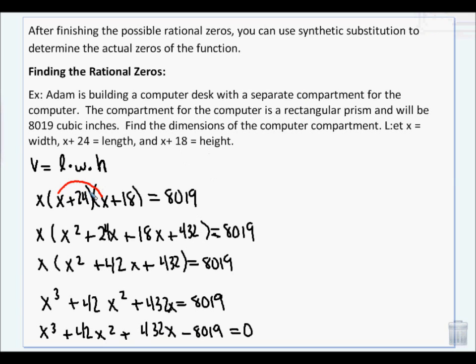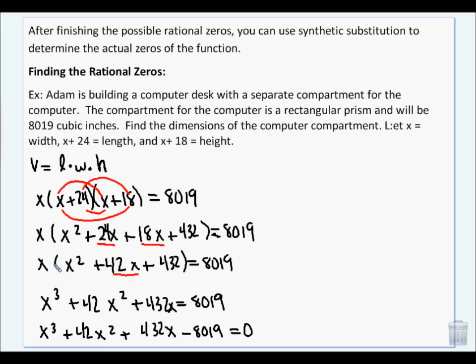Then I FOILed, so you go first, and then outside, and then inside, and then last. And that gave me x squared plus 24x plus 18x plus 432, because 18 times 24 is 432. And that equals 8,019. And then I add my like terms together, so that's this 24x and 18x. That's how I get 42x.